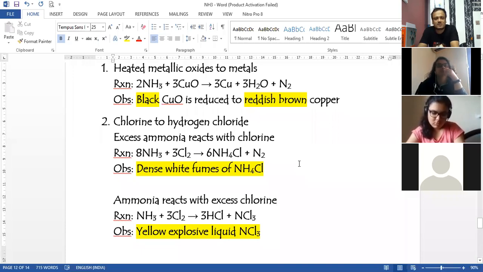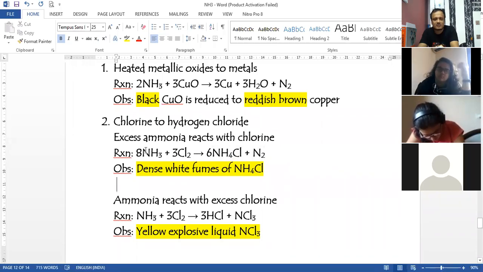This reaction is between ammonia and chlorine. Okay, both gases. So ammonia and chlorine react together. Two types of reactions take place over here. In the first reaction, as you can see, it is an excess of ammonia which is reacting with chlorine. So which means that we are taking more of ammonia, less of chlorine, which can be seen in the equation also. So 8NH3 is reacting with 3Cl2, and the products formed over here are ammonium chloride and nitrogen.